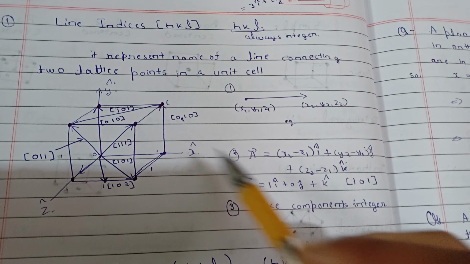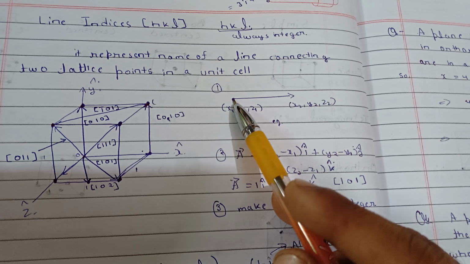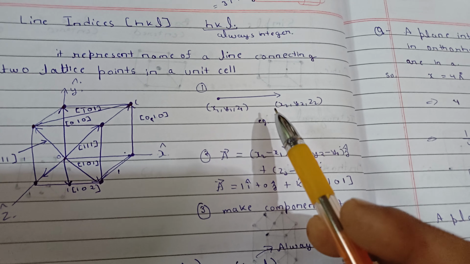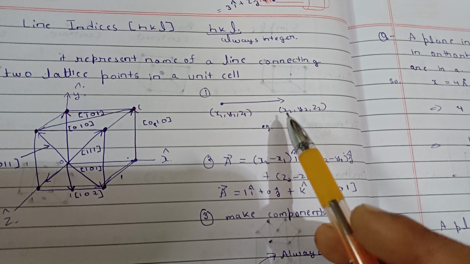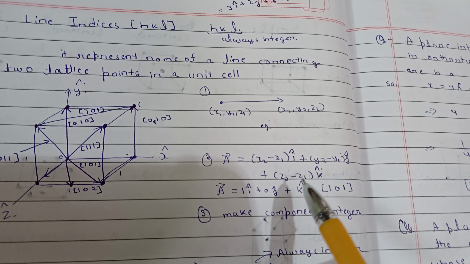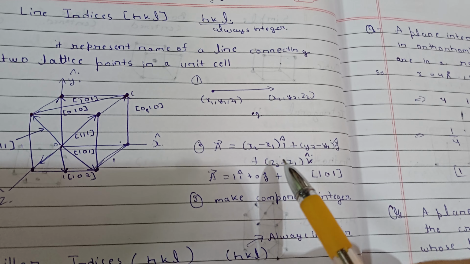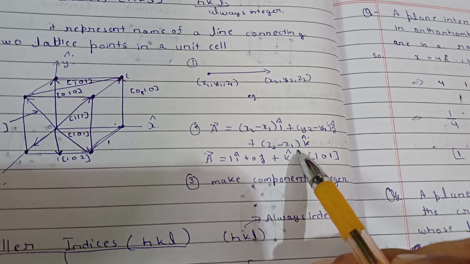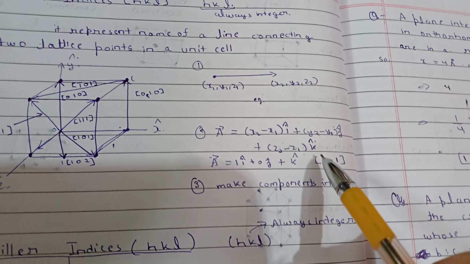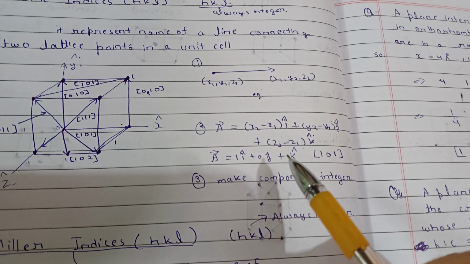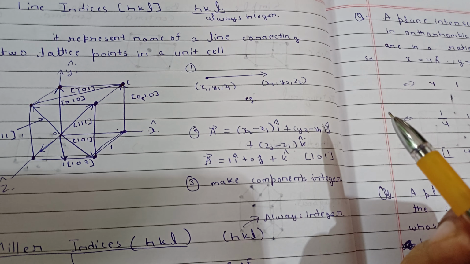You can just find them like this: if the initial point is this and the final point is this, then just subtract x1 from x2, y1 from y2, and z1 from z2. You will get this vector. Now this x2 minus x1, y2 minus y1, z2 minus z1, if they are in integer form, then they will be the indices, and if they are fractions, then make them integers.